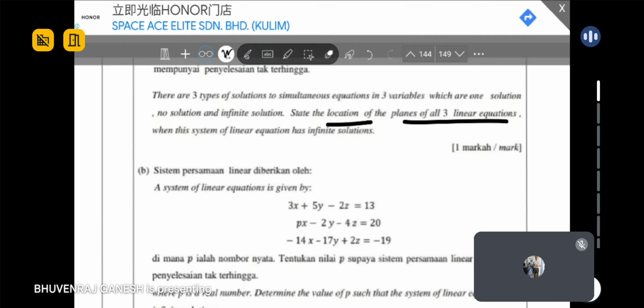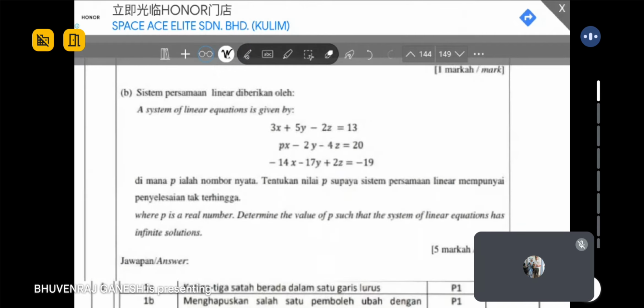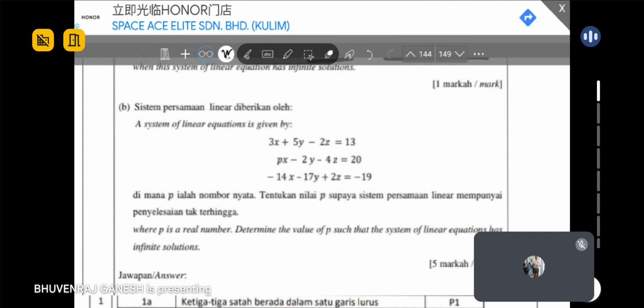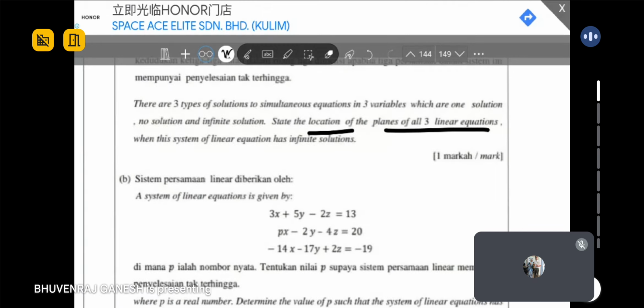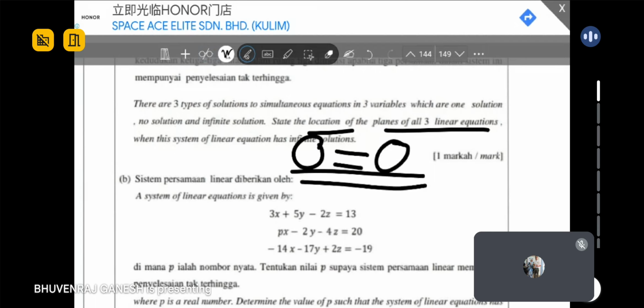So what is the answer? It's just that they lie on the same straight line, satu garis lurus. So why? Why is it the same straight line? Because 0 equals 0, guys.